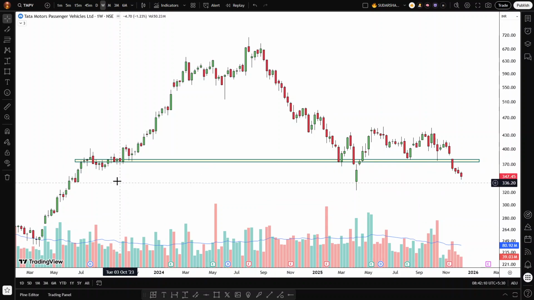If you can see, there is some kind of support. Here it is respected, and here it is also respected. Here it tried to respect, but here it got gapped down. See, now you need to definitely avoid.